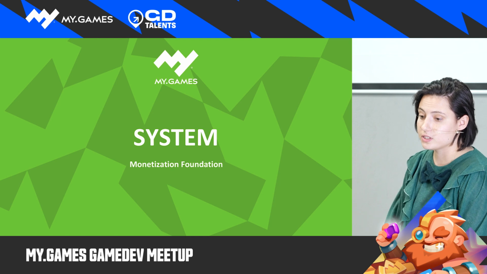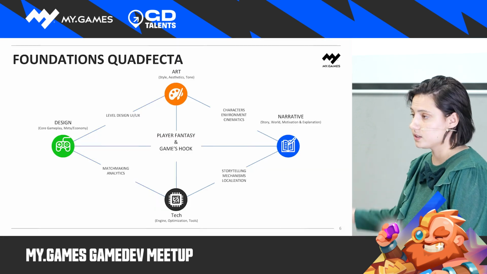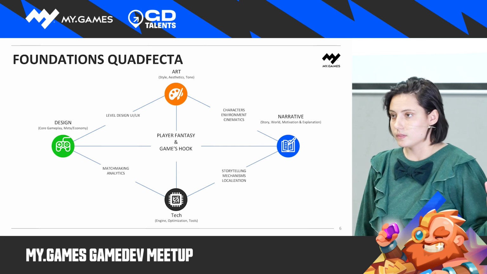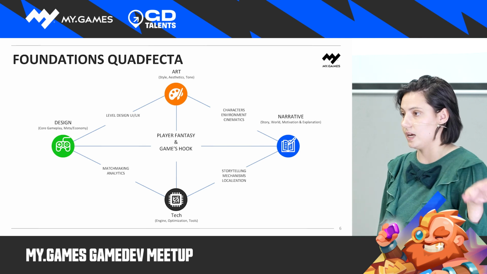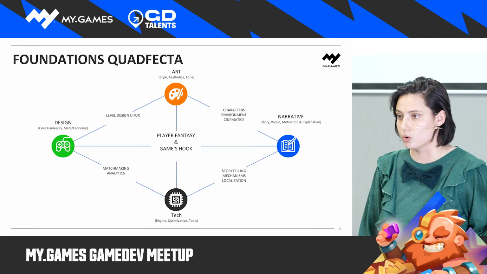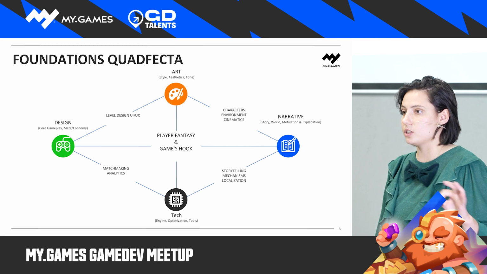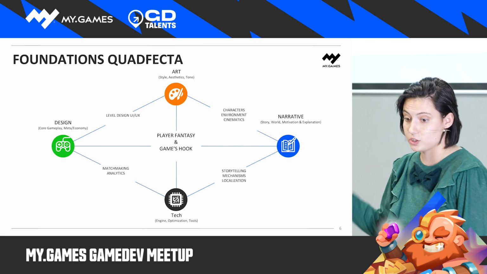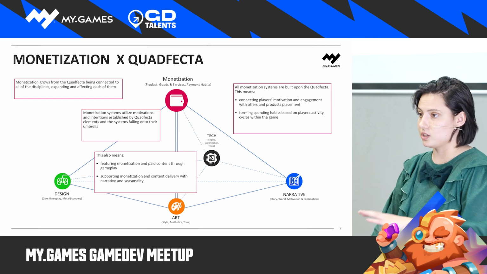So we'll start from the system. This is how any game looks. Basically, any game has art, design, narrative, and tech. In any intersections between these systems, you will find player fantasy and game's hook. It doesn't relate to any concrete genre or any concrete platform. Any game has that. And you need to acknowledge the intersections between these systems. But where's monetization? Monetization is upon all this. You never can build monetization in a vacuum.